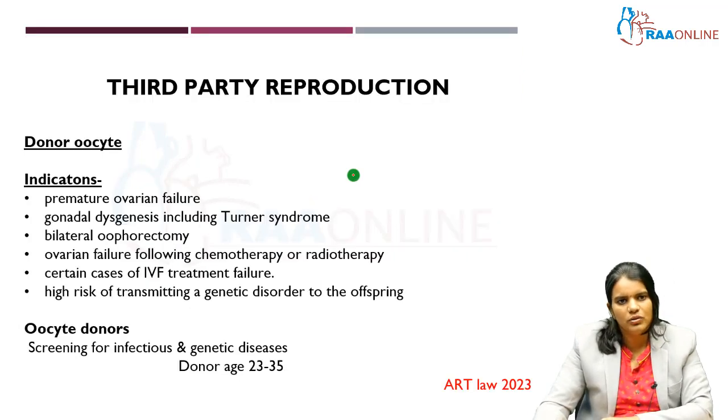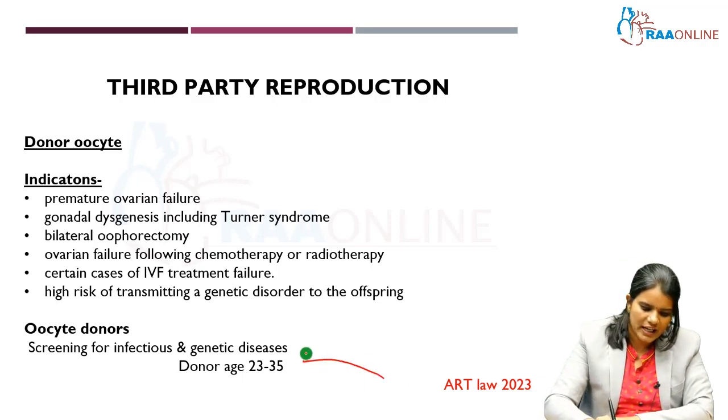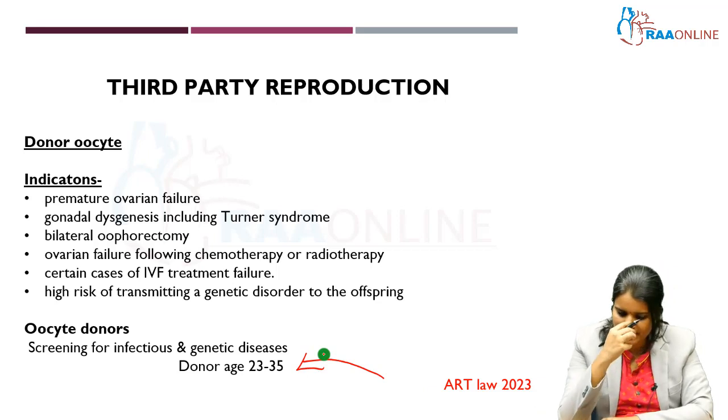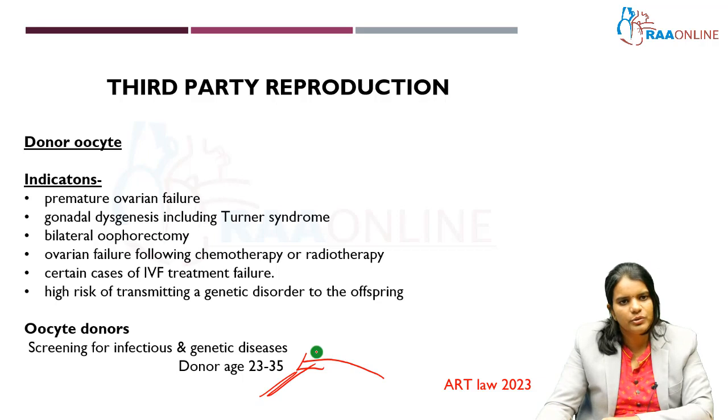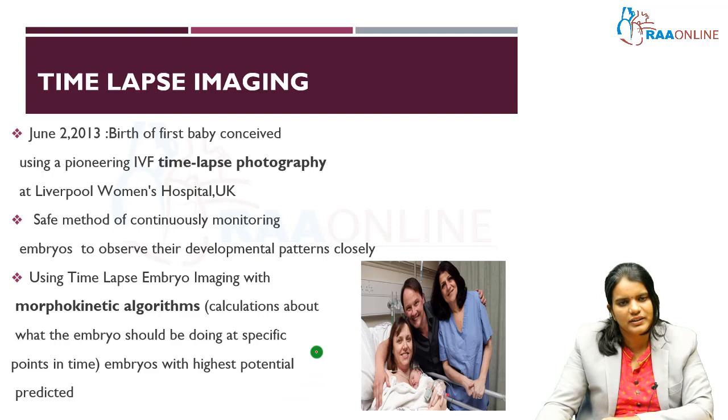Then, going on to when we use third-party reproduction, according to the ART law 2023, we have to screen the donors for infectious disease and genetic disease and take donors between 23 to 35 years. Usually, it is done in premature ovarian failure, gonadal dysgenesis, bilateral oophorectomy, ovarian failure, high risk cases of IVF treatment, and high risk of transmitting genetic disorders.